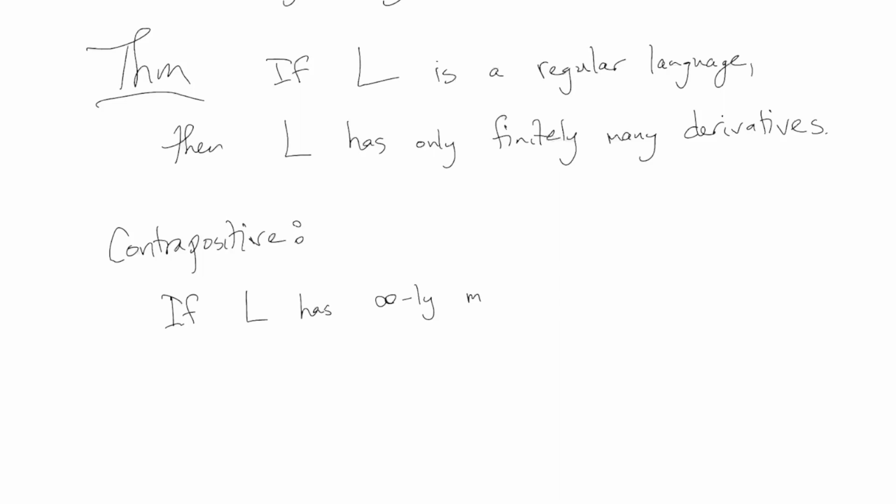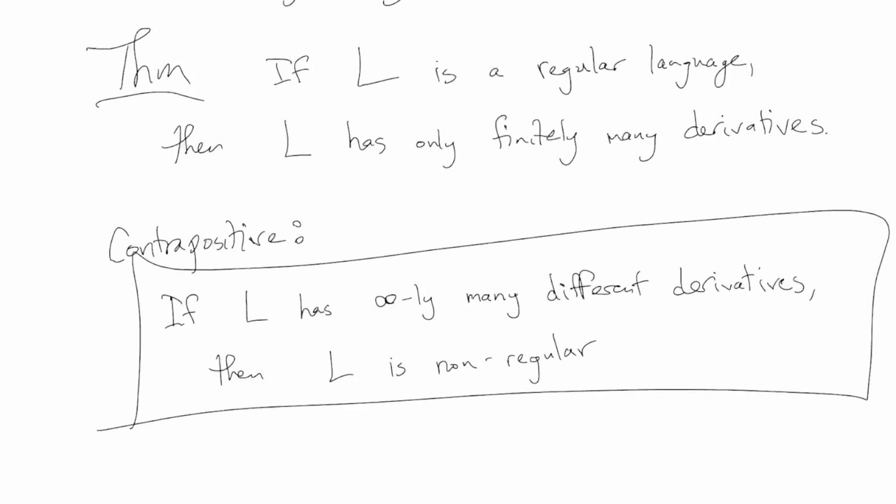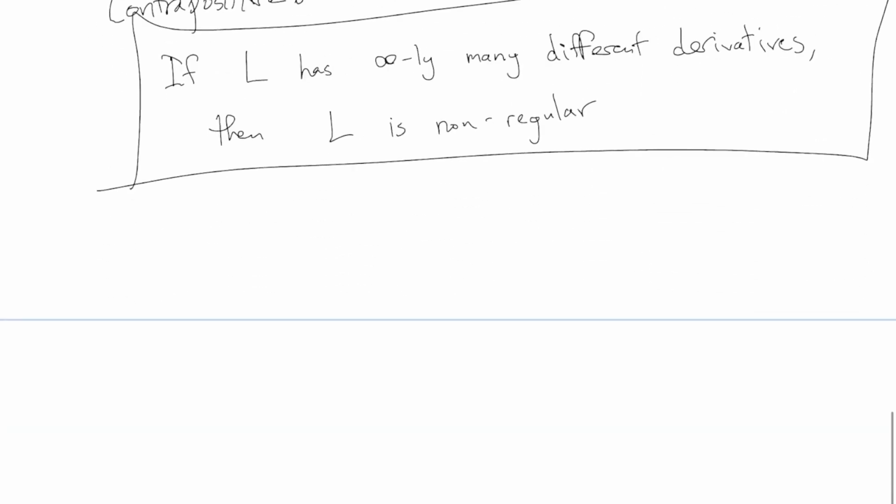Yes, if L has infinitely many different derivatives, then L is non-regular. And this is the way we are always going to show something is not a regular language, by showing it has infinitely many derivatives. I don't know if that seems complicated, but it's usually fairly easy to do. Infinitely many different derivatives, then L is non-regular. Let's just try it out. This is pretty easy to check. So everybody's favorite example of a non-regular language. Let's show that A to the n, B to the n is non-regular.